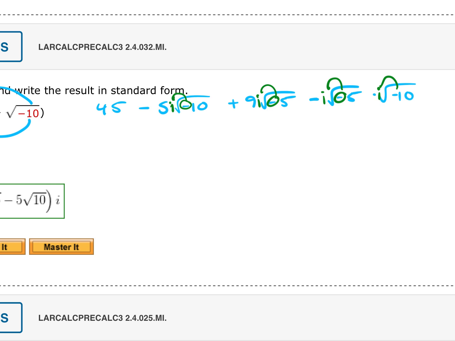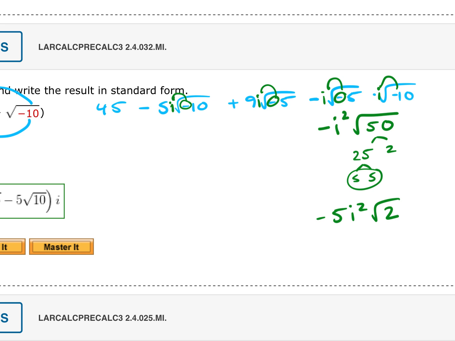We can't simplify square root 10 or square root 5. It doesn't break down anymore. But when we multiply them together, here we would have -i squared. We can multiply the square roots together, so we'd get square root 50. This can break down more, so square root 50 would be 25 times 2, and 25 would be 5 times 5. So 5 would come out, so -5i squared square root 2. What does i squared change to? -1, so that would make this a +5.